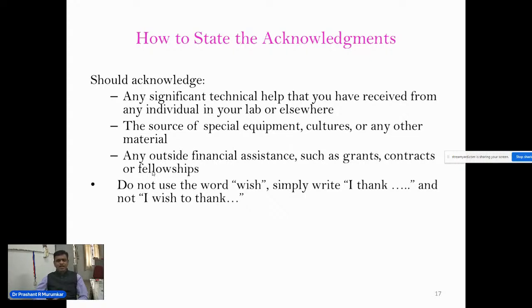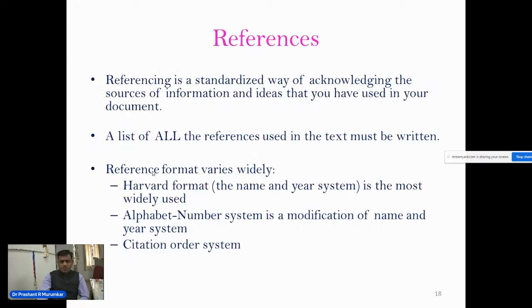that you should not write that I wish to thank. Directly, you can write simply, I thank so and so person, and don't write that I wish to thank, because this should be short and the message has to be clear.